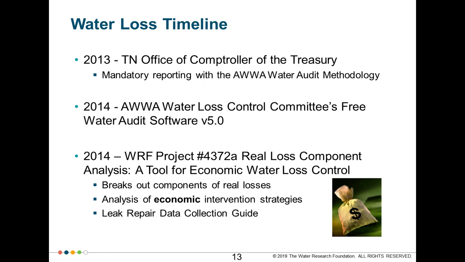Then in 2014, the Water Research Foundation Project 4372 developed some additional tools. And the real loss component analysis was developed, which is an Excel-based spreadsheet that then breaks out the real losses components and also provides an analysis of the economic intervention strategies. And another good tool here in this research project is the Leakage Repair Data Collection Guide. And it's a simple Excel spreadsheet, but it helps us to collect the leakage data that we need as utilities so we can forge the path forward.